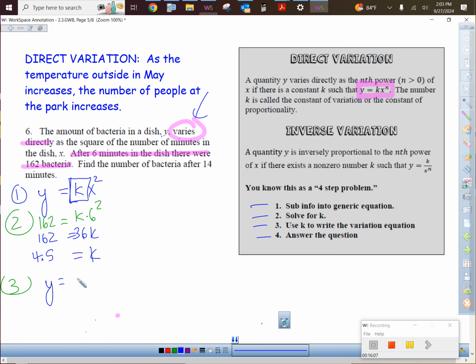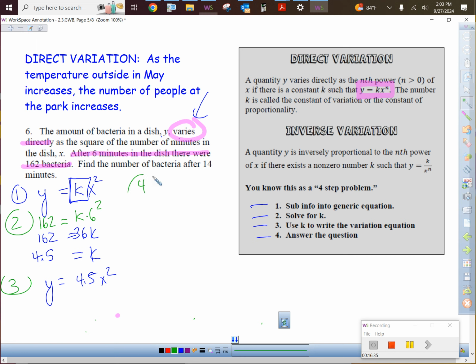So Y is going to equal 4.5 X squared. That's what the scientists were looking for. It's like they knew it was happening at a squared rate because they could say after 1 minute there was 4 bacteria. After 2 minutes there was 9 bacteria. And after 3 minutes there was 16 bacteria. Then there was 25 bacteria. Then there was 49 bacteria. You see how it's like happening at a squared rate. But they didn't know this weird constant of variation ahead of time. So they found it with some data.